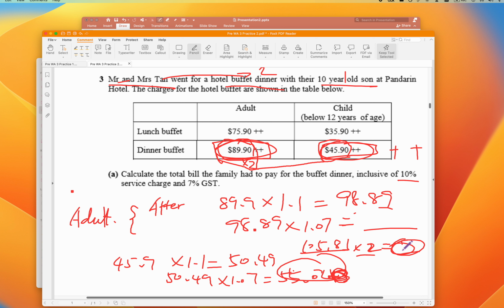The intermediate step, don't round off. Why don't round off in the intermediate steps? Because then you won't get the full answer. Yeah. If you round off in the intermediate step, your final answer is going to be more rounded off. You understand?